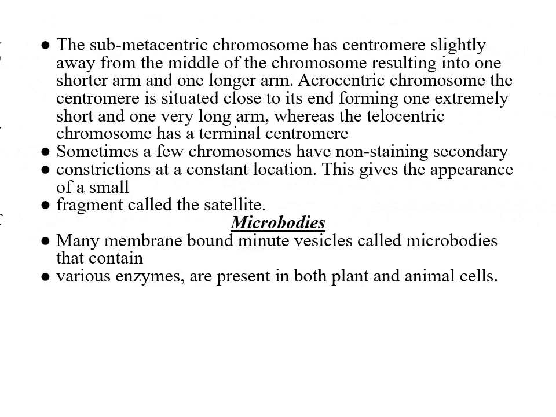The submetacentric chromosome has the centromere slightly away from the middle of the chromosome, resulting in 1 shorter arm and 1 longer arm. In the acrocentric chromosome, the centromere is situated close to its end, forming 1 extremely short and 1 very long arm, whereas the telocentric chromosome has a terminal centromere. Sometimes a few chromosomes have non-staining secondary constrictions at a constant location. This gives the appearance of a small fragment called the satellite.